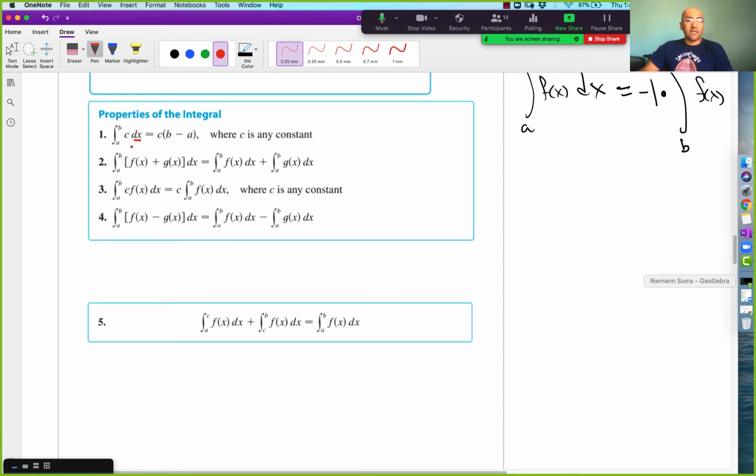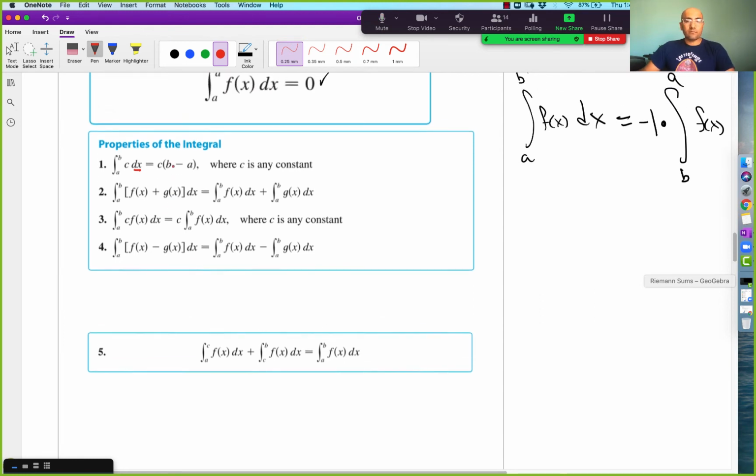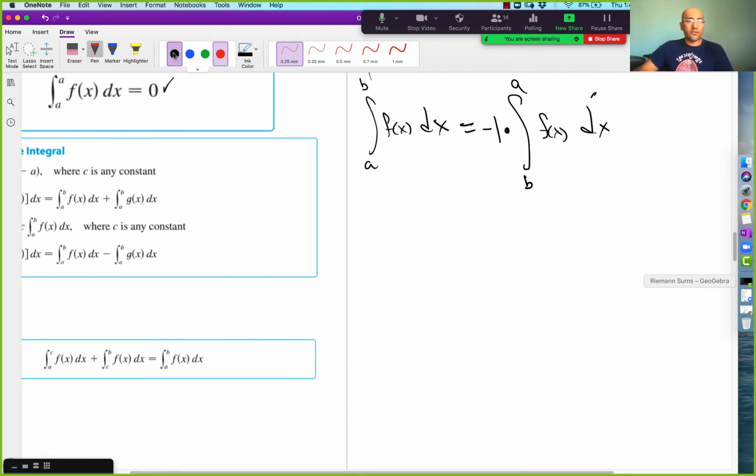Because it's a constant, the integral from a to b of this constant equals a rectangle which has a base of b minus a and a height of c. Again, just to give you a little picture of what to look at.